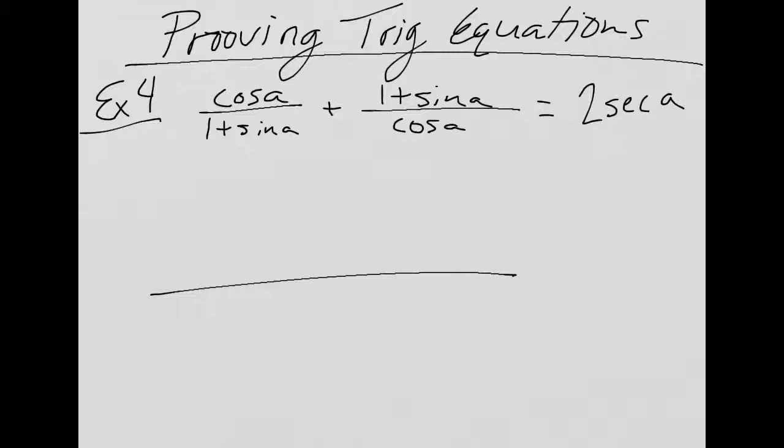So if I multiply those denominators together, multiplying this times this, that'd be cosine A times 1 plus sine A. So all I did was multiply this times this. Is there anybody confused on what I did there?